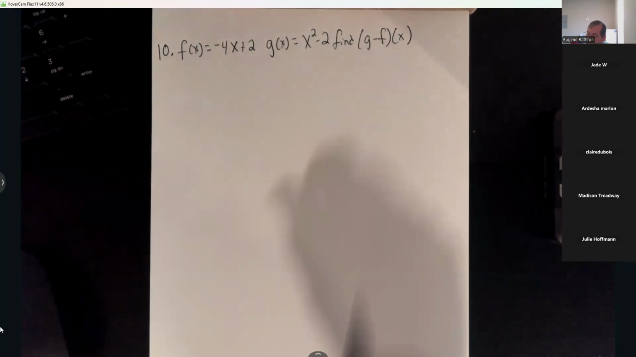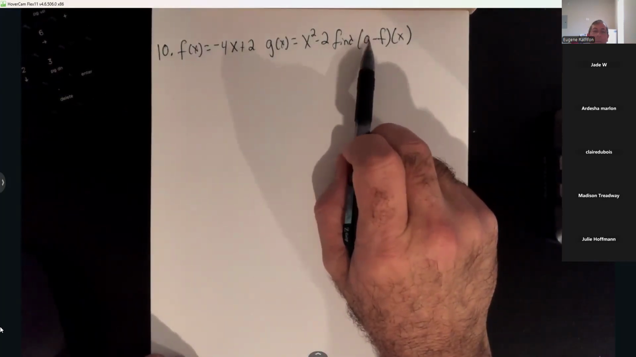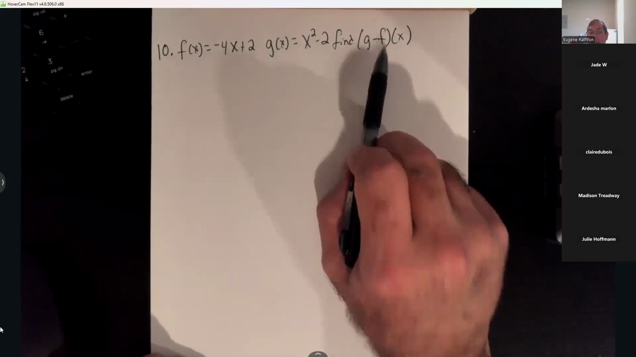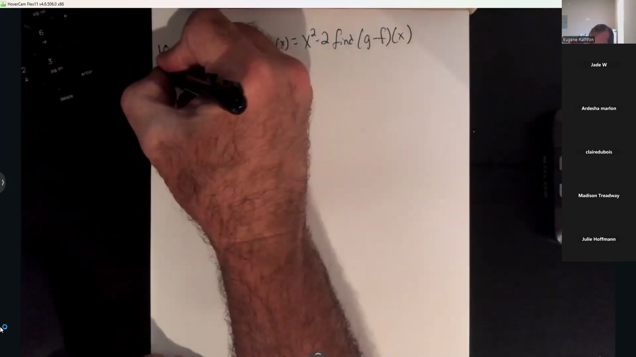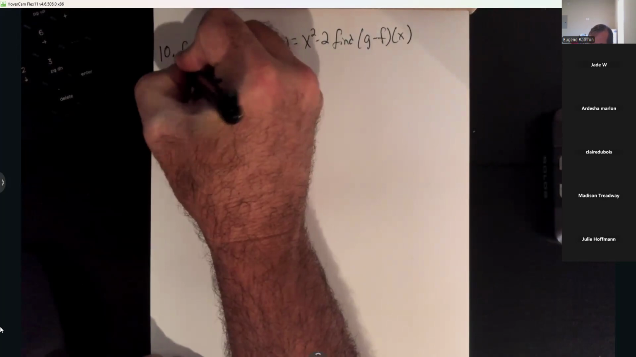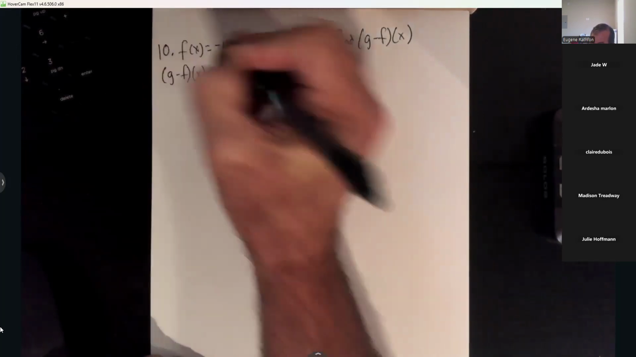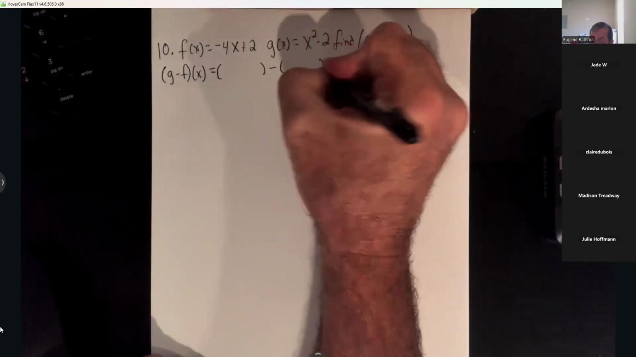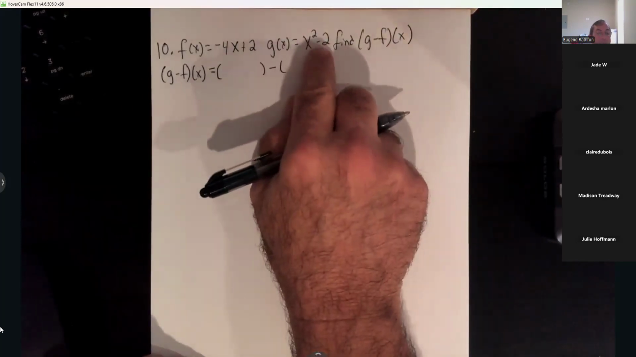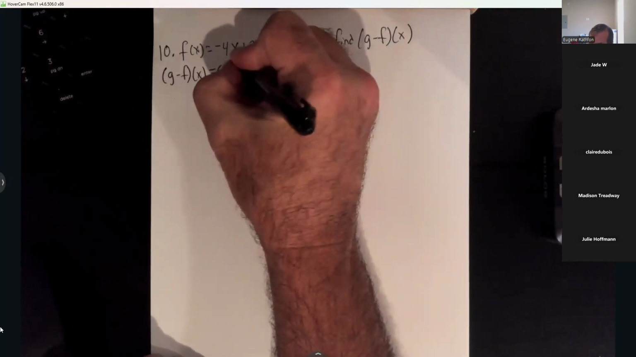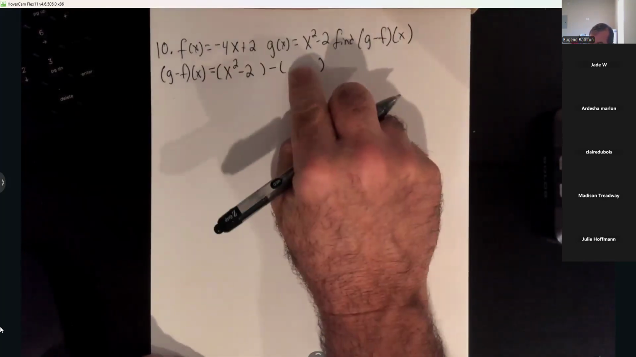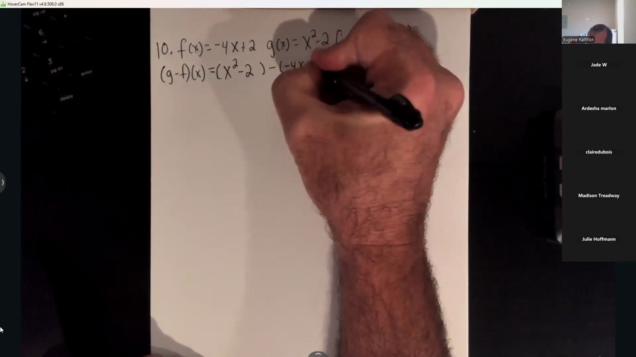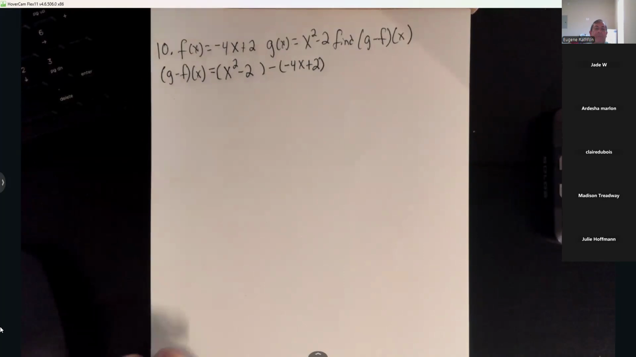So the same thing as number 9, except they reversed it. Number 9 was f minus g. This one's g minus f. So be careful on this one. It'll equal my g minus my f. Well, y'all, g is x squared minus 2. And then f is a negative 4x plus 2.